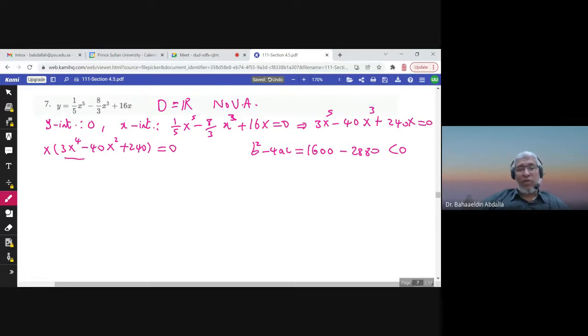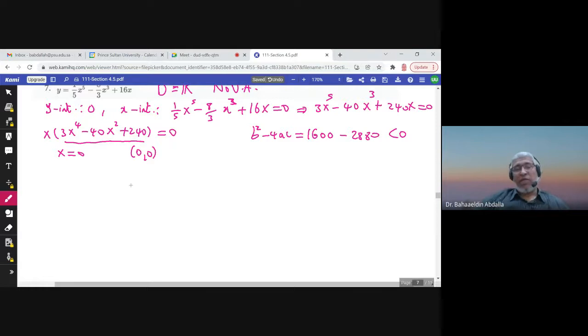So this is always positive, but it's multiplied by x. So the only x-intercept here is when x is 0. And if I put x 0, I get y 0. So the graph passes by the point 0, 0. It is the x-intercept and it is the y-intercept. What else? The horizontal asymptotes.